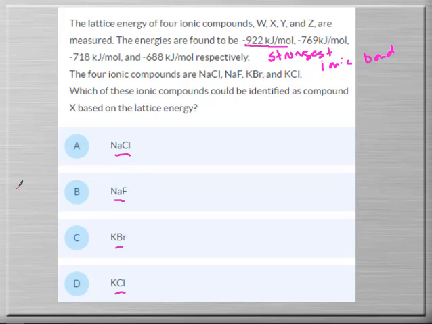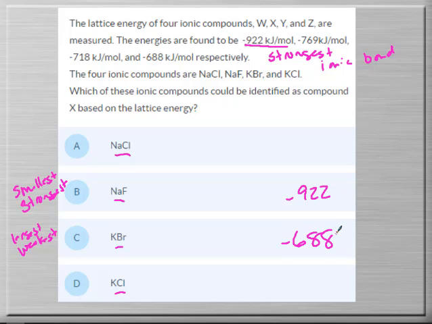So NaF, you should have said, was the smallest, because they all have the same charges, so we were looking at size. And since it's the smallest, it's the strongest. KBr is the largest, so it's the weakest. So I know that NaF must be 922, and my weakest was negative 688. That corresponds to W and Z.